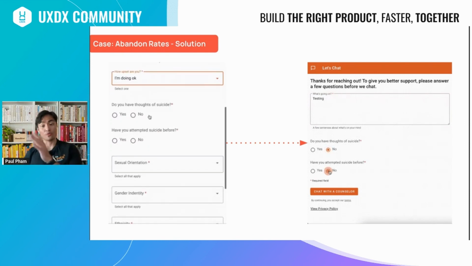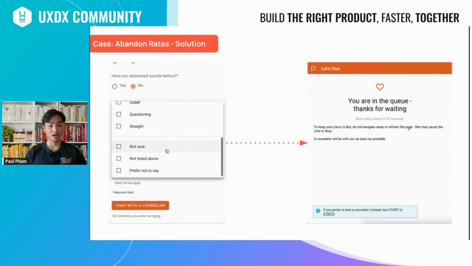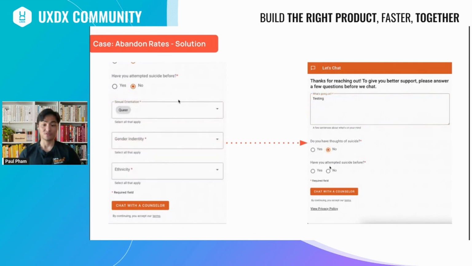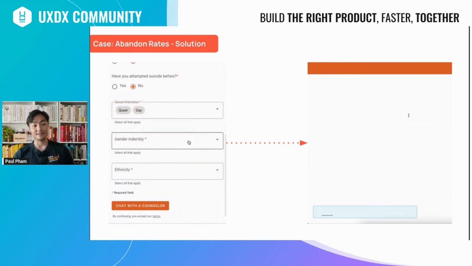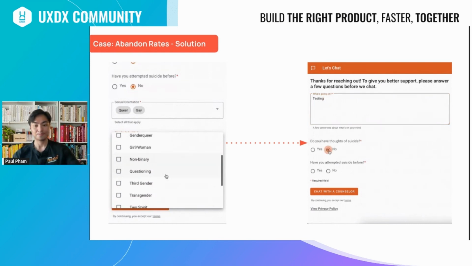So as you can see here on the right-hand side, we changed it so that we're only asking 3 questions. What's going on? Have you attempted suicide before? And do you have thoughts of suicide? And after answering those 3 questions, they can submit to a counselor, and they'll be put into a queue waiting until the next counselor picks up.